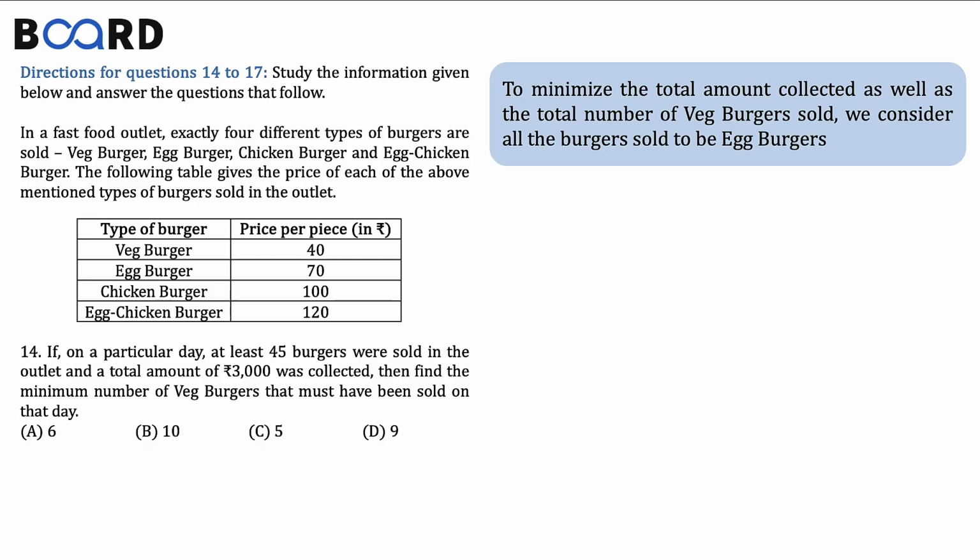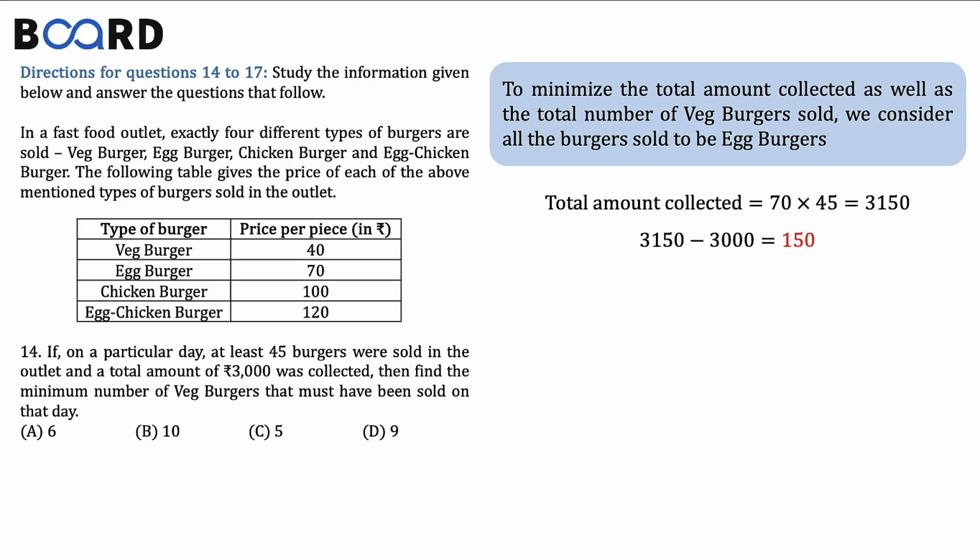So to minimize the total amount collected as well as the total number of veg burgers sold, we consider all the burgers sold to be egg burgers. Because the moment I go to chicken burgers and egg chicken burgers, the total amount shoots up like anything. It's not even in the range of 3,000, right? So let's say the total amount collected is 3,150 if there are 45 burgers. But that's not the actual amount, right? The actual amount collected is 3,000. So how much is the difference? The difference is 150 rupees. We have to compensate for that.